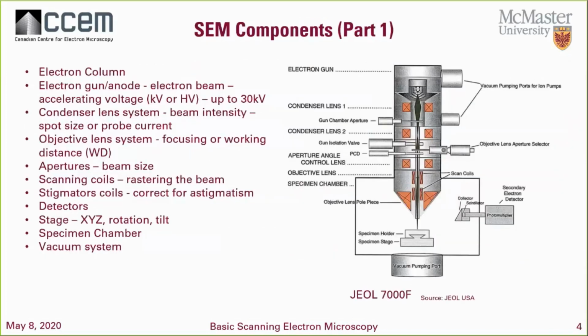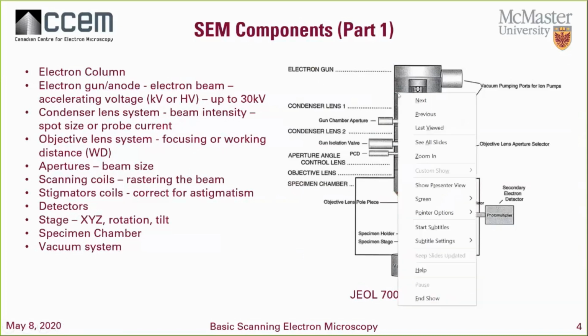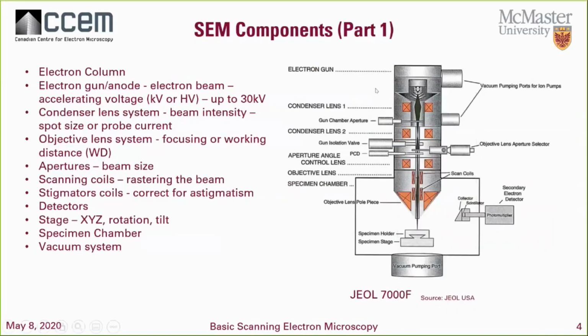Now, if we look at the actual SEM itself, it's composed of a lot of parts. The main component of the SEM would be the electron column. Let's see if we can get a pointer showing up. So you have the electron column where you have the gun, and then you have the other components, which consist of a condenser lens system, an objective lens system. You have apertures for controlling beam size, scanning coils for scanning the electron beam, stigmation coils for correcting for astigmatism, and you have various detectors.